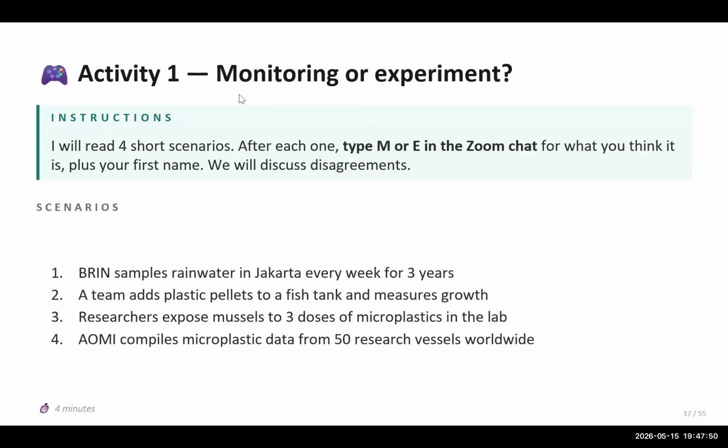Okay, maybe let's try the second one. A team adds plastic pellets to a fish tank and measures the growth of the fish. What is this? Monitoring or an experiment? Remember to put the letter M for monitoring or the letter E for experiment.